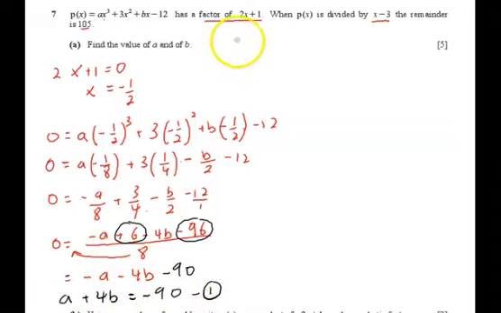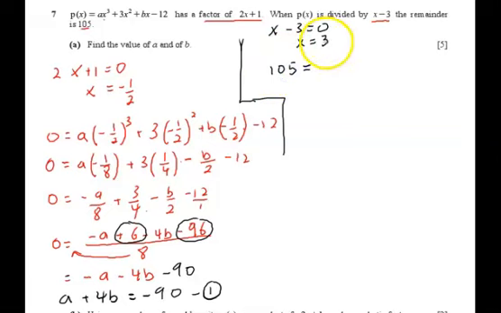Okay, now if you look at this part, when they divided by x minus 3, you are getting a remainder of 105. So x minus 3 equals 0, so x is 3. When we substitute the 3 into this equation, you will get that equals 105. Now I'm substituting this 3 into this x.